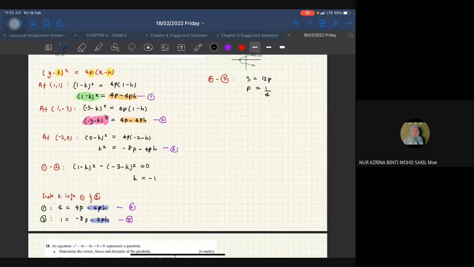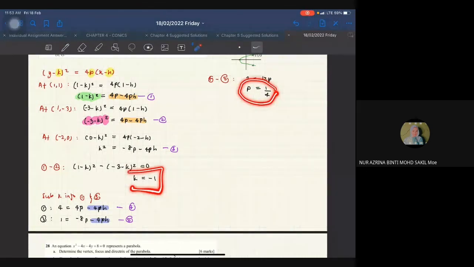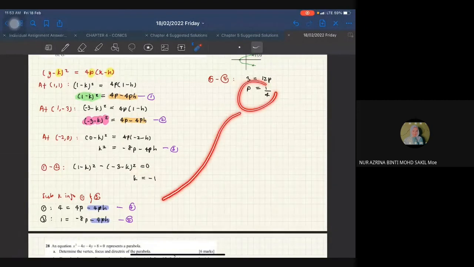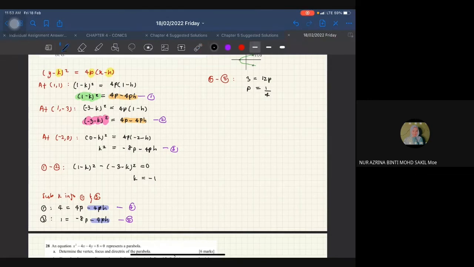Okay, so saya dapat nilai p. Settle dekat sini. Saya dapat nilai k. So tinggal masukkan sahaja p into either one of the question. Mana-mana satu. Nanti awak akan dapat nilai h. Okay, so daripada sini awak sambung sendiri. Boleh ke? Settlekan sendiri soalan ni.